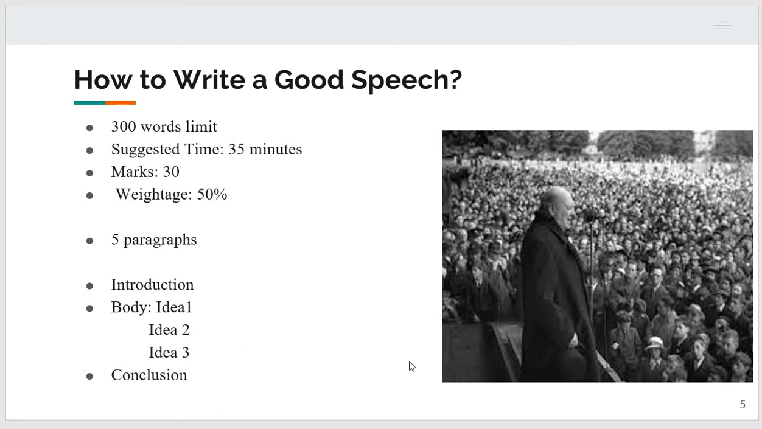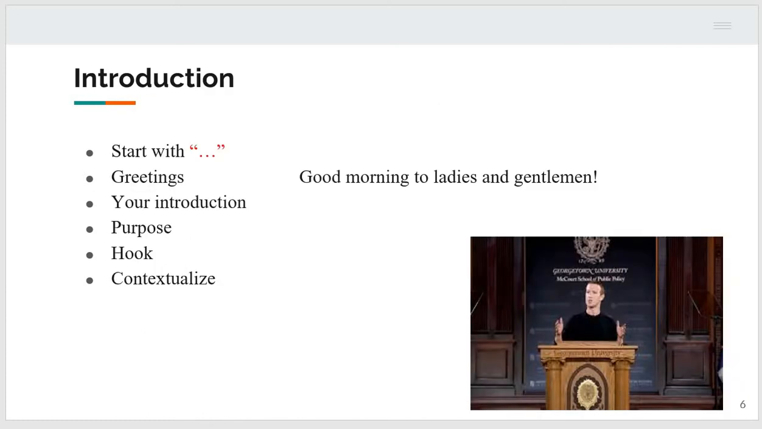and follow this. On your right hand side, you can see Winston Churchill, and people have come in flocks to listen to his speech. And he was the Prime Minister of England. Introduction. Start with inverted commas, begin. Greetings, good morning to ladies and gentlemen.